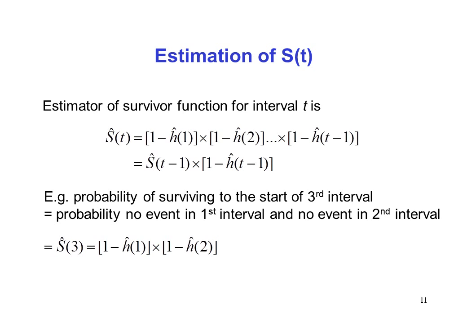You just multiply all these together, and this second formula is just another way of expressing that, which can be quite useful when you're doing computations. Right? You can just think of it as a product of 1 minus the hazards. So for example, if you want the probability of surviving to the start of the third interval, it would be the probability of not having the event in the first multiplied by not having it in the second.